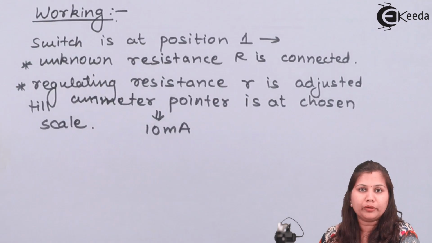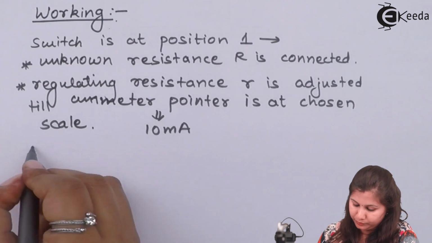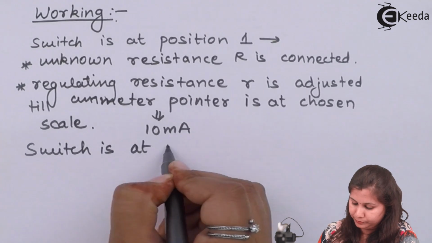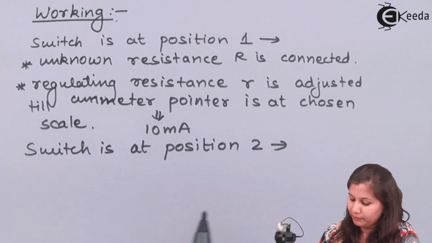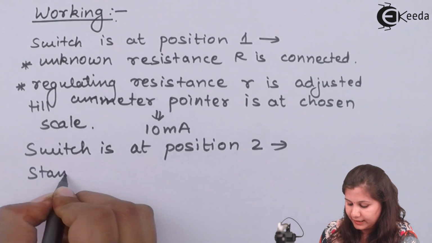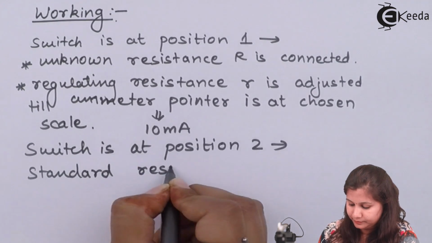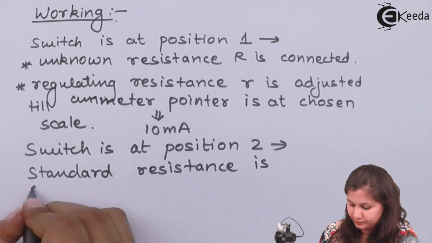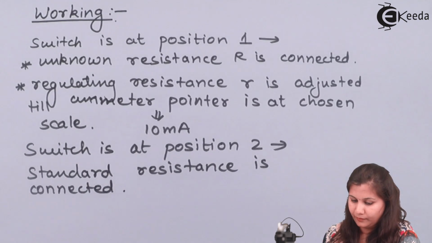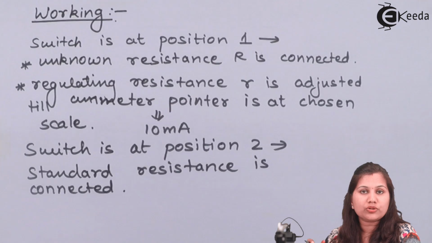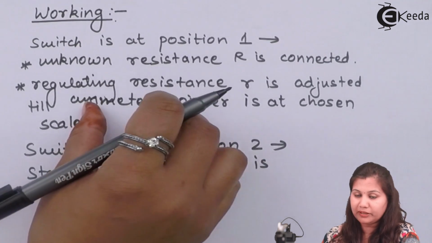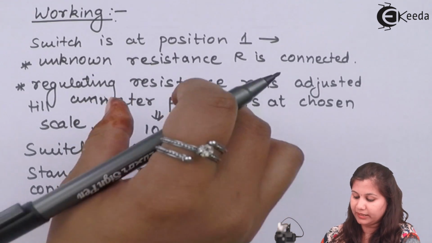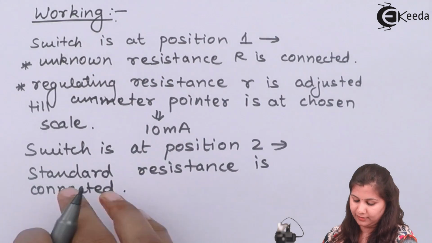going to throw the switch at position number 2. Now when the switch is at position number 2, the standard resistance is connected. Now we are going to change the value of this standard resistance until we are getting the same deflection as we have obtained in the case of unknown resistance.